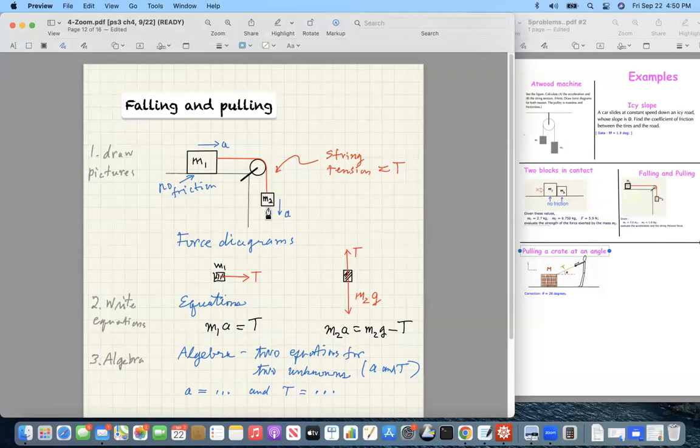So if this one moves down by 1 inch, this will move to the right by 1 inch. So they'll have the same velocity. They'll also have the same acceleration, the same change in velocity.